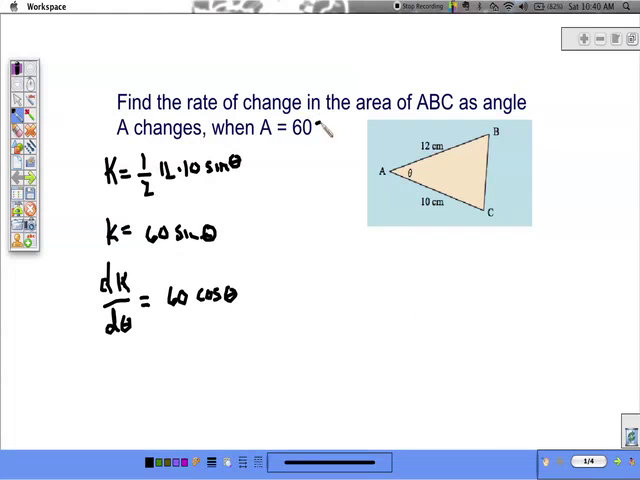And plugging in 60 degrees or pi over 3 radians, we get that this is 30 square centimeters per radian. And this formula, this idea of differentiating with respect to an angle, it only works for radians.